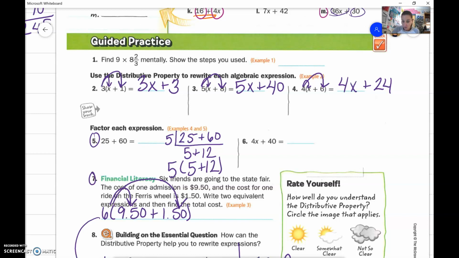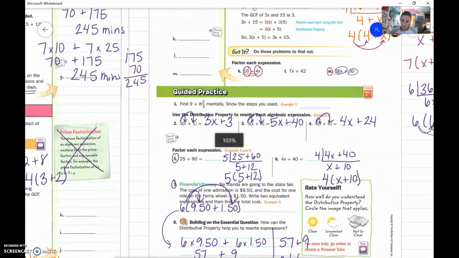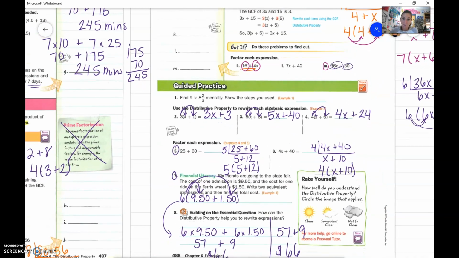All right, last one. So here we go. We're going to do this plus 40. I'm going to write it upside down. I know that we're going to have 4. 4 times what gives me 4x? x. 4 times what gives me 40? 10. So when I write this, I'm left with 4 times x plus 10.